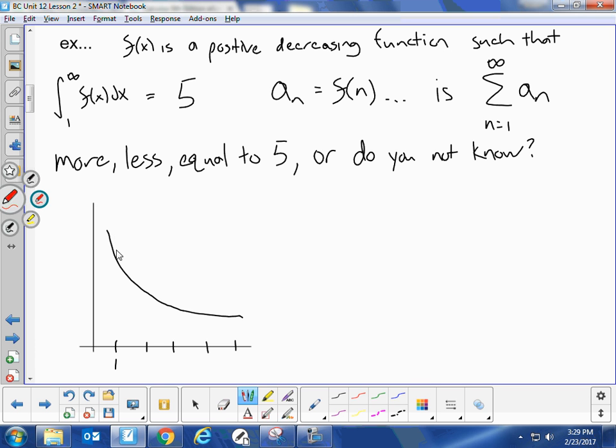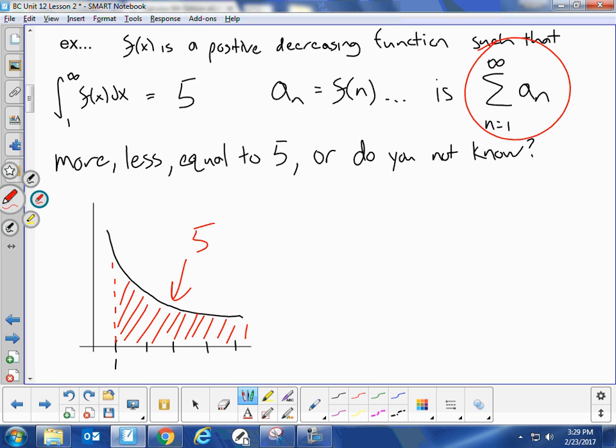Okay, so let's think about this. We have a graph of a positive decreasing function. We're told that this area from 1 to infinity is 5. What would be the visual representation of this sum? Well, instead of what I did in the previous example, which kind of shows that it will converge, in this example you could say, I need to add this term, that term, that term, that term, and that term, all the way to infinity.